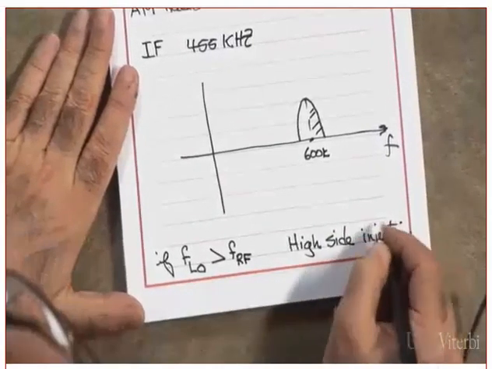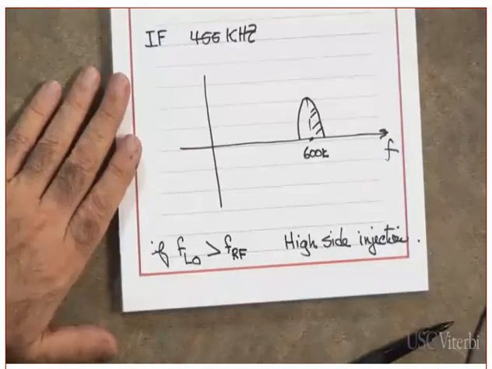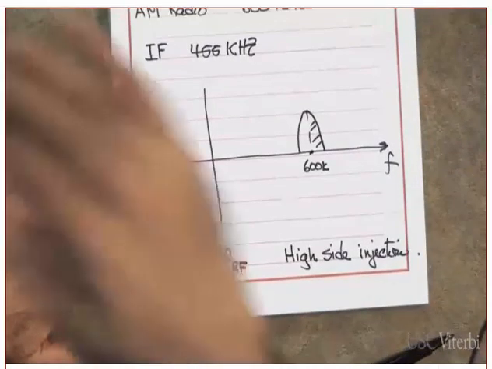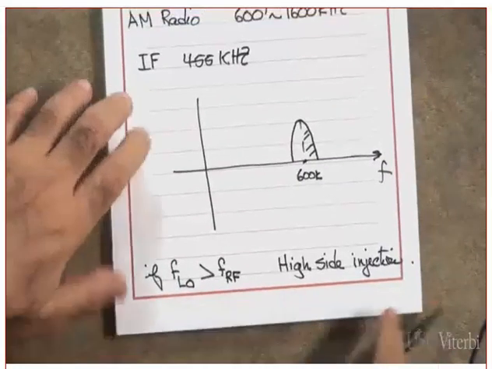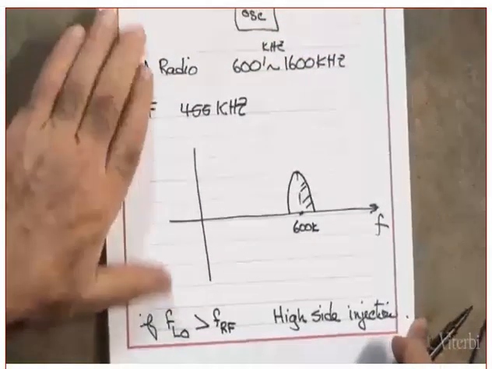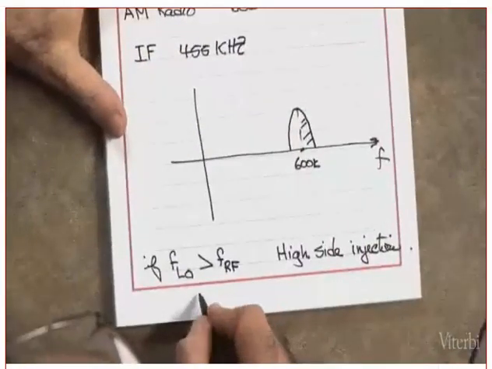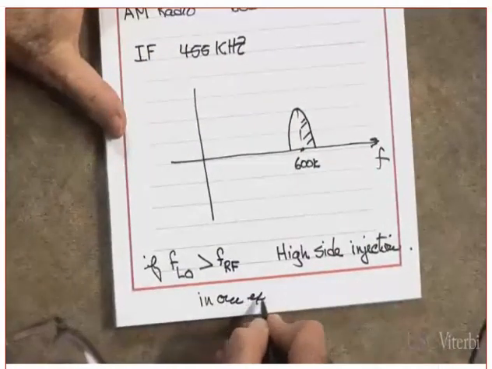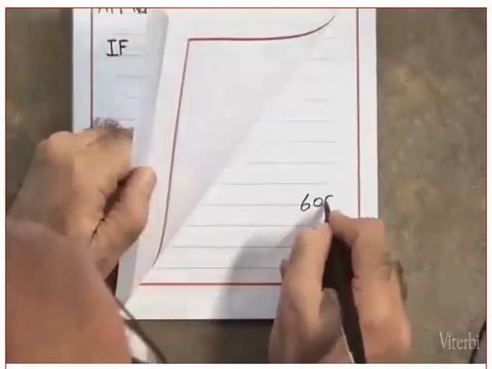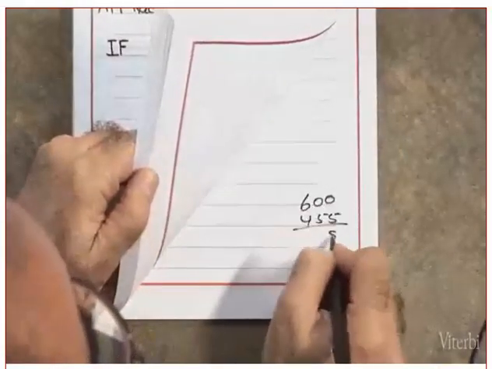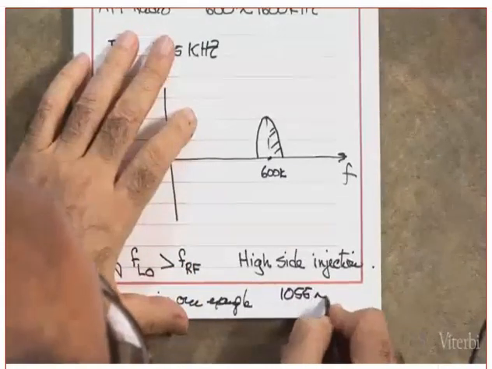Do not forget this. They ask about this in interviews and stuff like that. High side injection means what? It means the local oscillator at the receiver is higher than what? The RF. Yes? In this case, in AM, what should it range from? Your local oscillator, in our example, I'm still waiting. It's what? 1015 all the way to what?